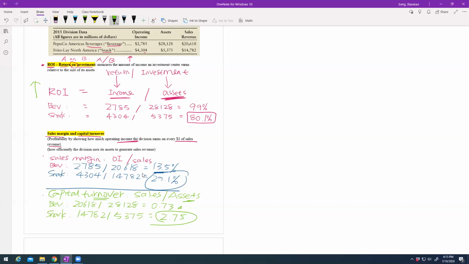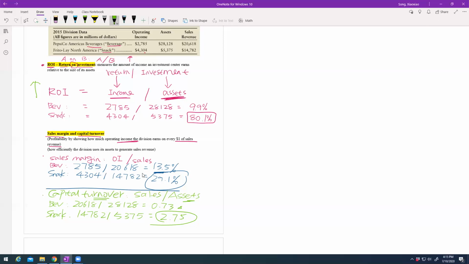ROI higher means that you can generate more income based on the assets. Sales margin higher means that for the same sales, that center has more operating income. Capital turnover higher means that for $1 of the asset, that center will generate more sales. Okay, I think I'll stop here.